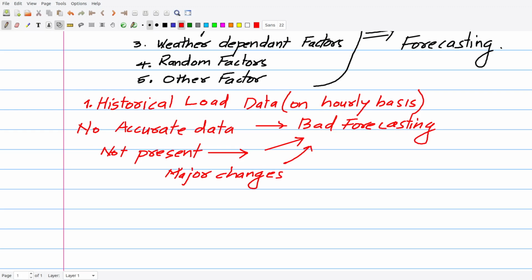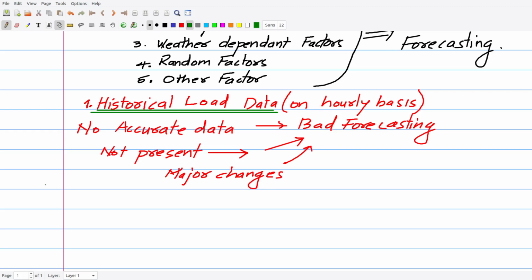So without data we cannot do anything. We require good data, and that data can only be obtained through historical load data. If we don't have this historical load data, what will happen? We may change our forecast, which may lead to bad forecasting.